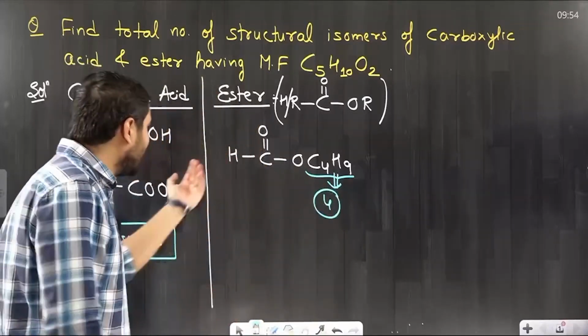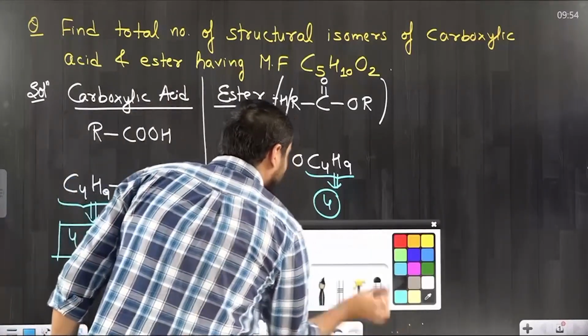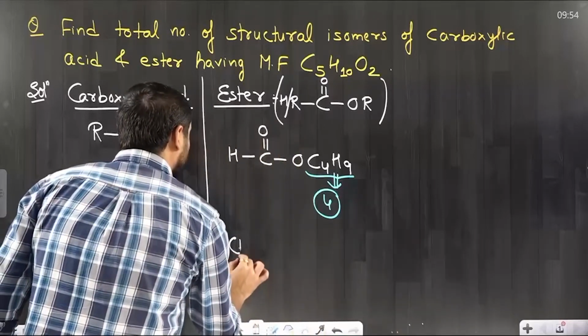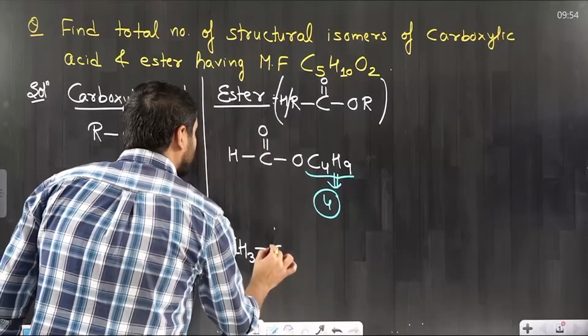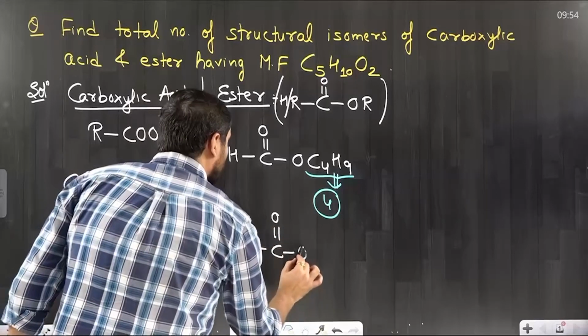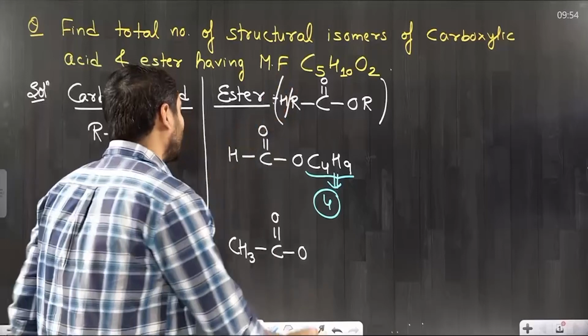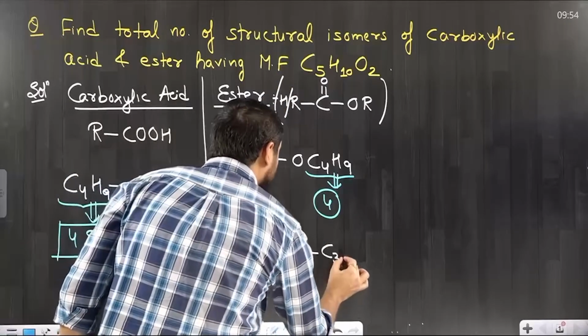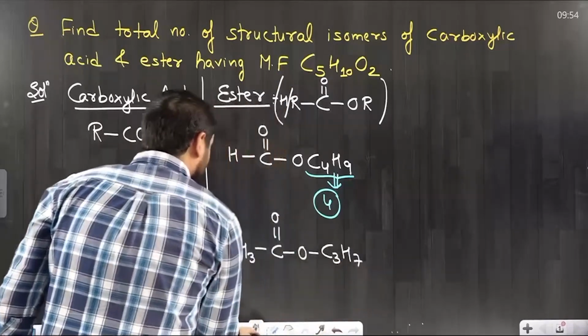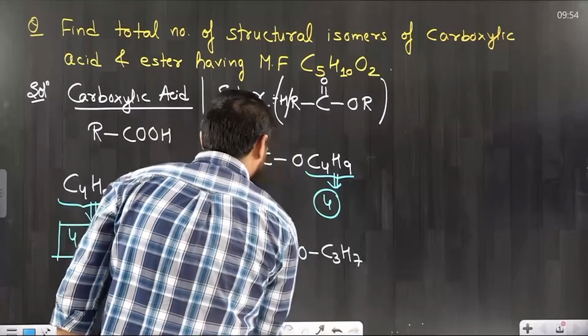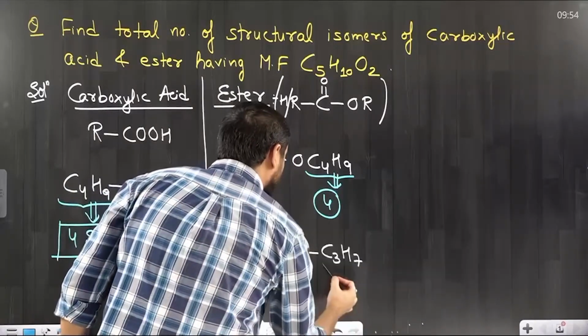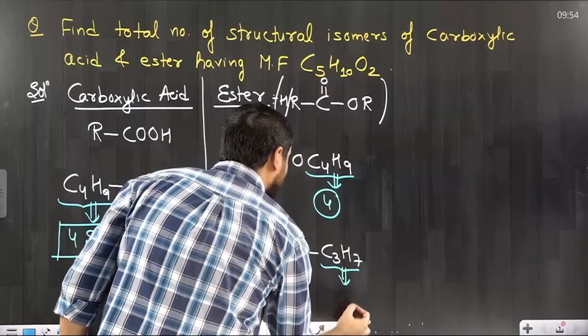Now in the next case, on this side we write CH3. So let us write here CH3, C double bond O. Now how many carbon are involved? 2 carbon, and the total is 5. So how many carbon are remaining? 3 carbon, C3H7. And for C3H7, how many isomers are possible? 2 isomers are possible for C3H7.